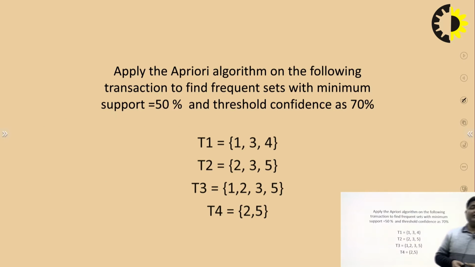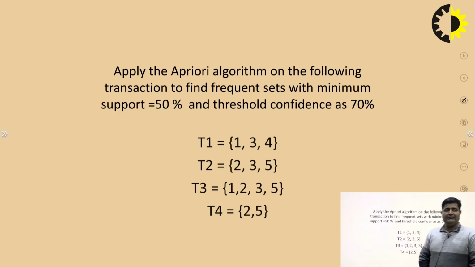We will try to explain this algorithm to all of you with the help of an example. This algorithm generally works on two parameters, or two components. One is the support, and the other is the threshold confidence. In this example, we take the value of support as 50% and the value of the threshold as 70%.